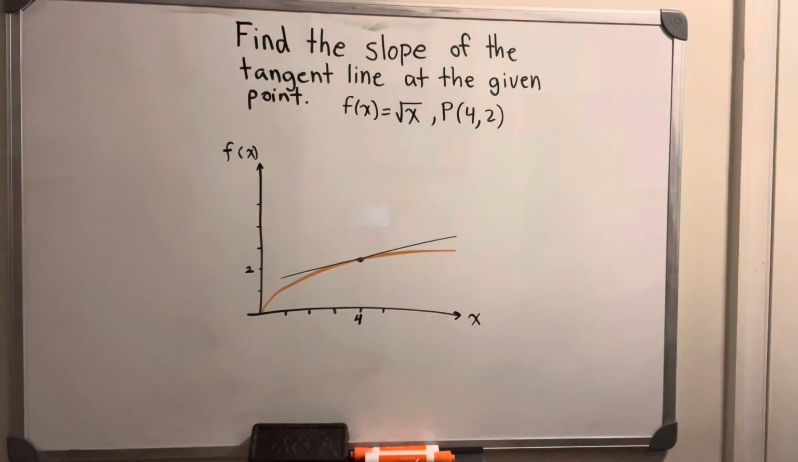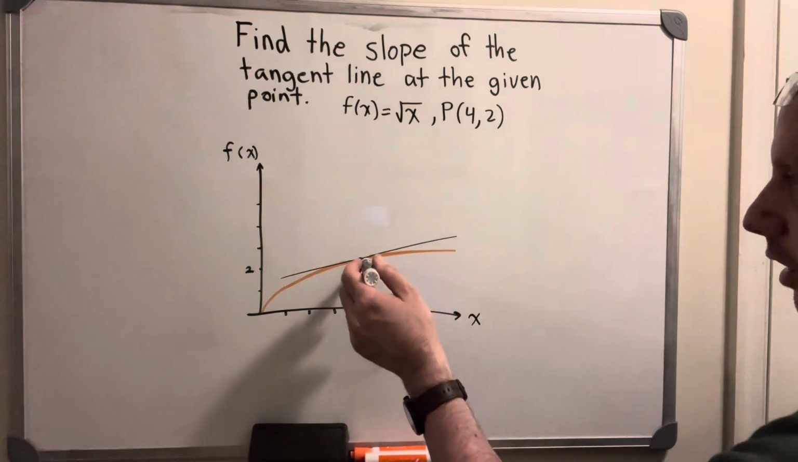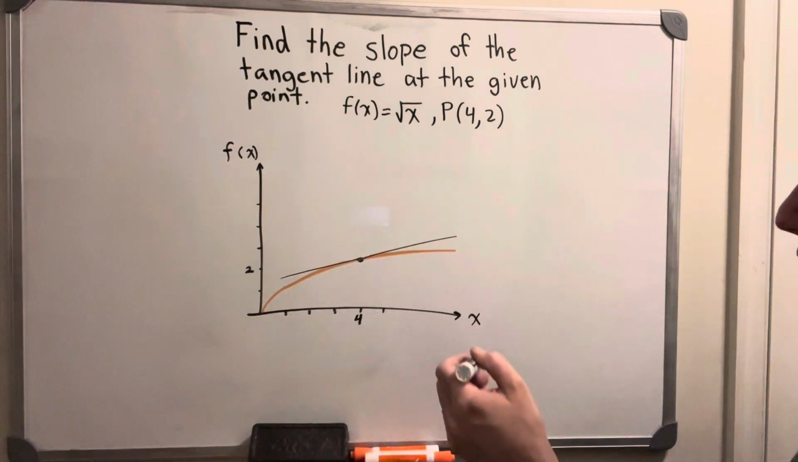So, you know the formula for a line, you know the point-slope form of a line, which would fit because we have a point. So all we've got to do is figure out the slope.